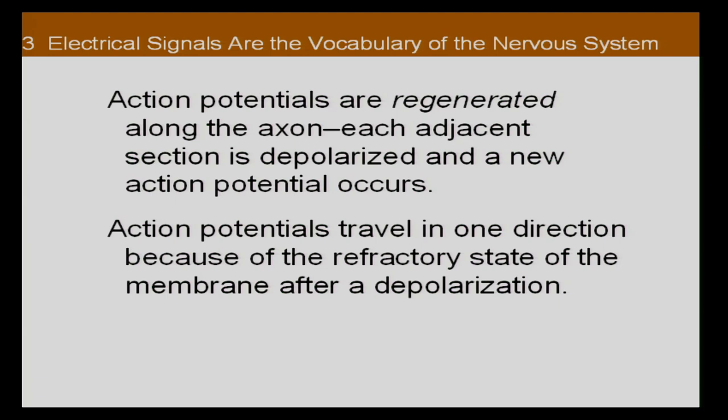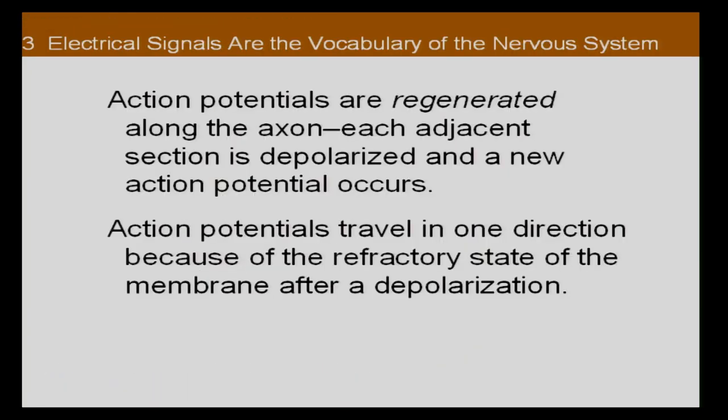Okay. An important concept to understand is that action potentials are regenerated along the axon, such that each adjacent section is depolarized and a new action potential occurs. So as if there are little clusters of those voltage-gated sodium channels. One cluster opens, you get an action potential, and then it opens the next cluster of sodium channels, you get an action potential generated in the next little chunk of axon right next door.